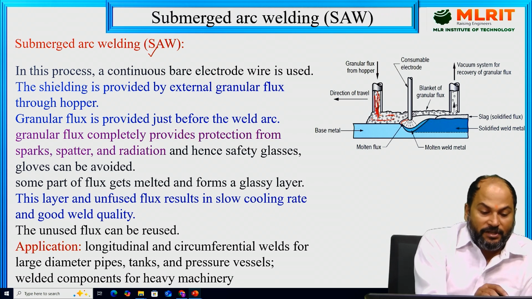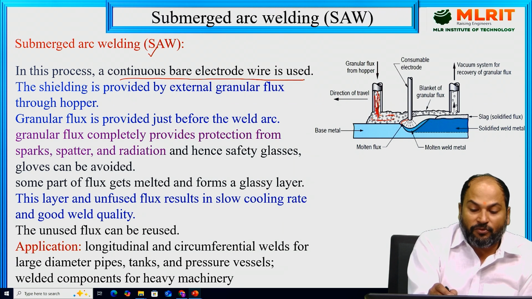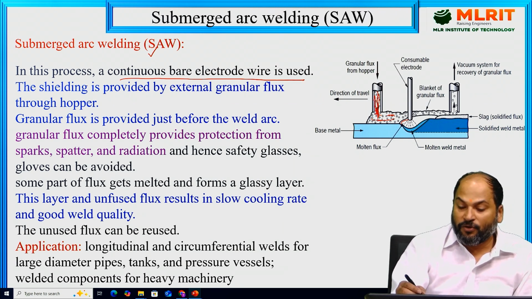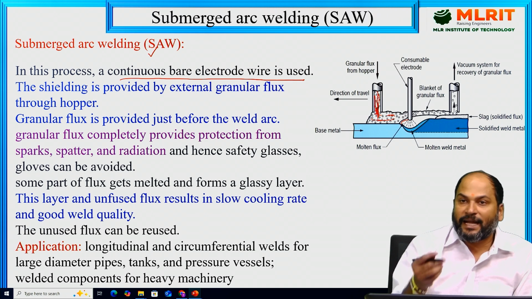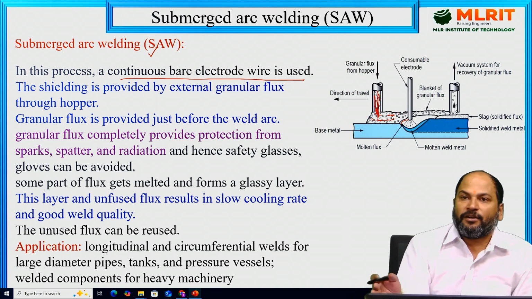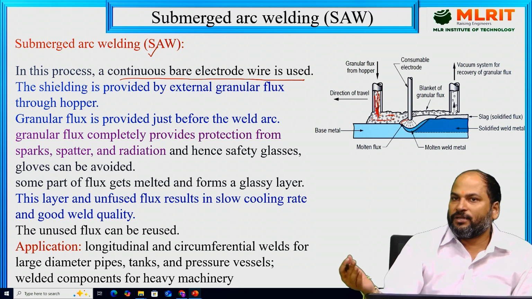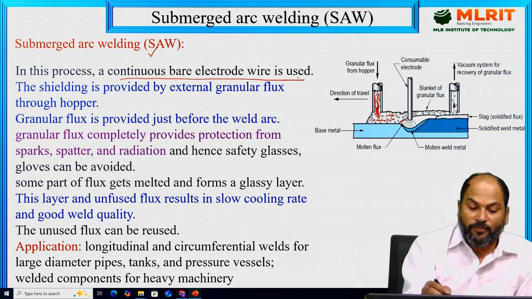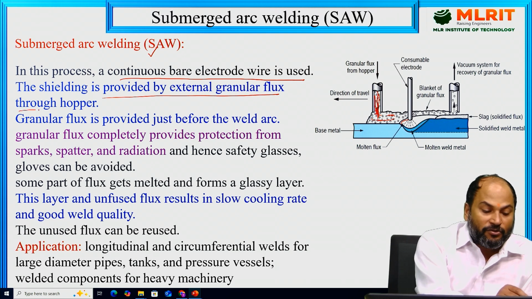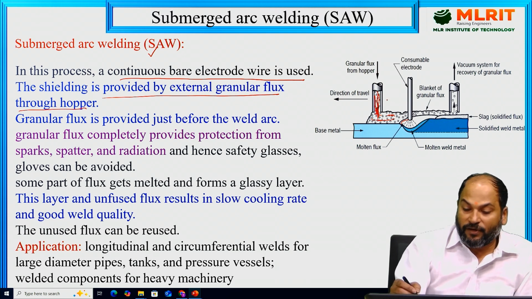One moment, see, a continuous bare electrode wire is used here. Why is a bare electrode used? Because we are separately putting small granules of flux for the shielding. So there is no requirement of shielding gases, or of a coated electrode. So a bare electrode is used. Shielding is provided externally through the hopper, these granules of flux through the hopper.